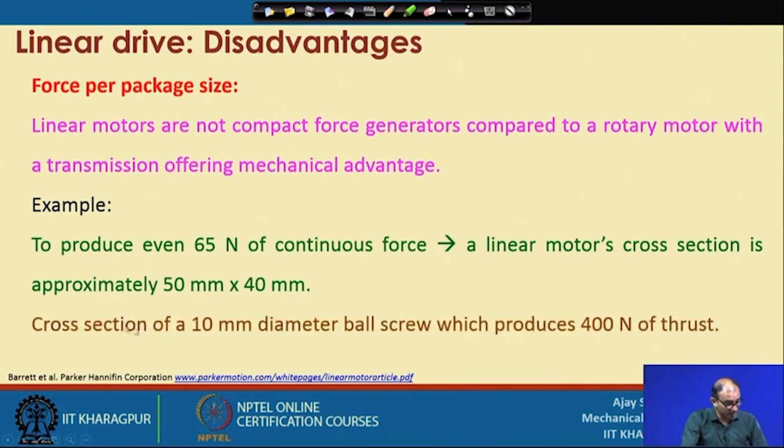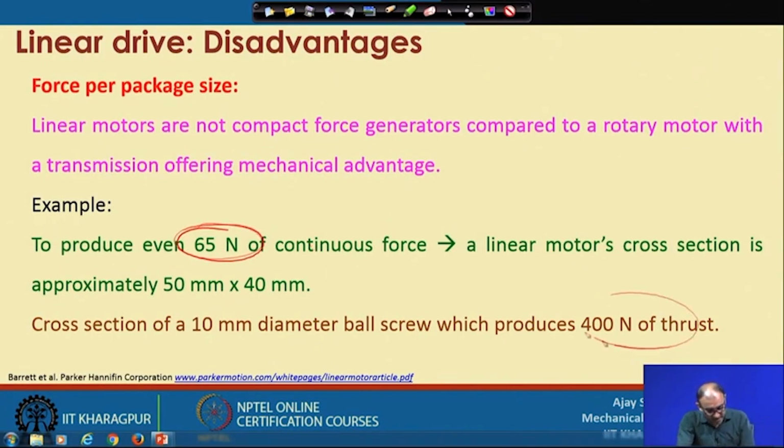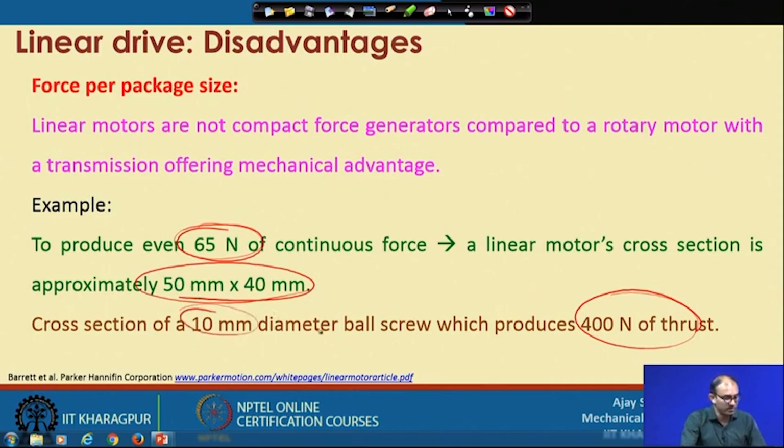But if you see a 10 millimeter diameter ball screw, it can generate 400 Newtons of thrust. So, the force is very high in the case of a ball screw, and the dimension is small: for the linear motor it is 50 by 40, but here within a 10 millimeter diameter you can get very high force. But this is not the criterion for selecting the drive, because our objective in using the linear drive is precision and a friction and wear free component. But this is one example that if your primary target is force, then it is better to go with the other systems.